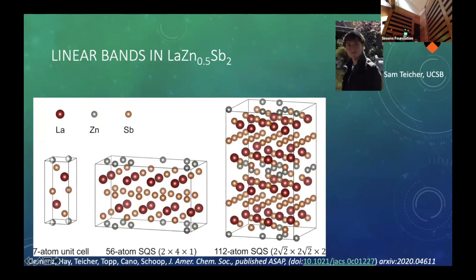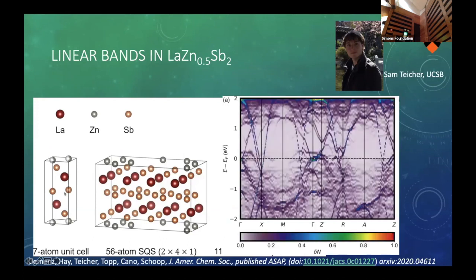This was done by a visiting graduate student from UCSB to our group, Sam Teicher. And this is the crystal structure of the material we're looking at, where the zinc atoms are only half occupied. So he constructed two different types of supercells to model these vacancies and disorder. And then he calculated the band structure, and he also unfolded it again so that it's shown in the Brillouin zone of the subcell. And so this is the band structure you get.